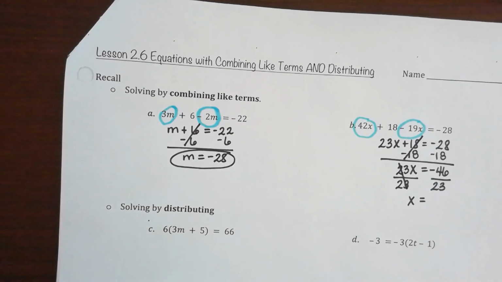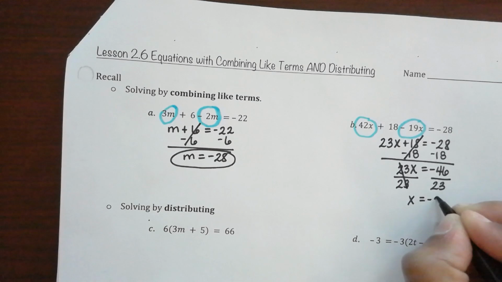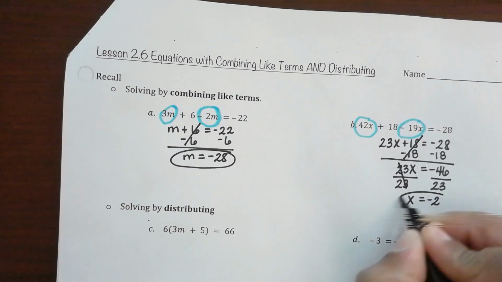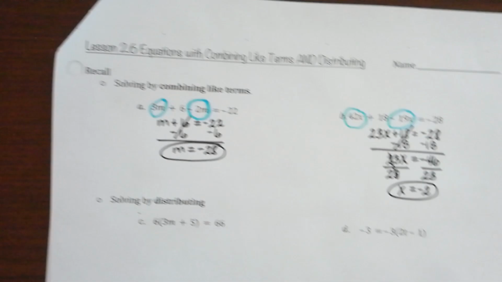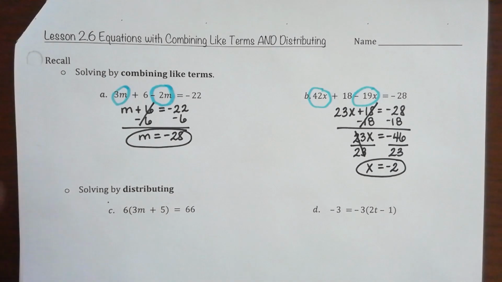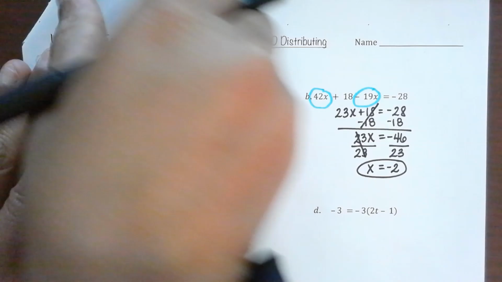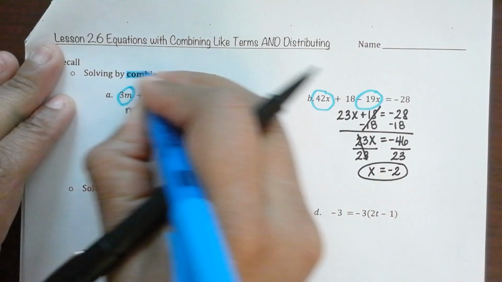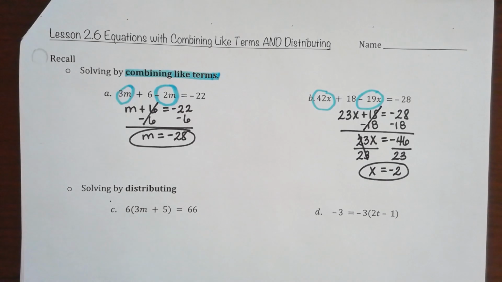Don't say the answer out loud yet. Give your people time. That way everybody's included and participating. You already know you get a participation grade. What'd y'all get? Negative 2. Do signs matter? Yes, ma'am. Any questions on these top two? We're just combining like terms on this one. Does that make sense?